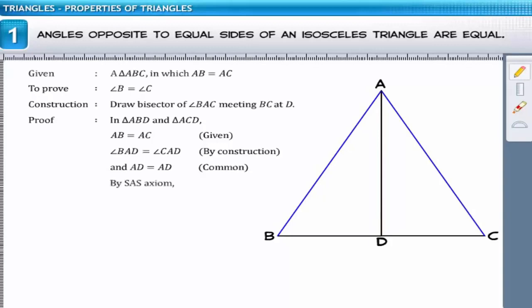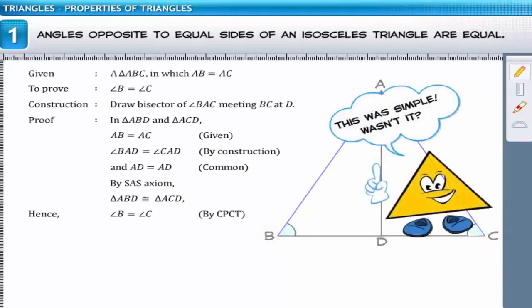Now, by SAS axiom, if two sides and the included angle of one triangle are equal to the two sides and the included angle of the other triangle, then the triangles are congruent. Thus, triangle ABD is congruent to triangle ACD. And since the corresponding parts of the congruent triangles are equal, therefore, angle B is equal to angle C.